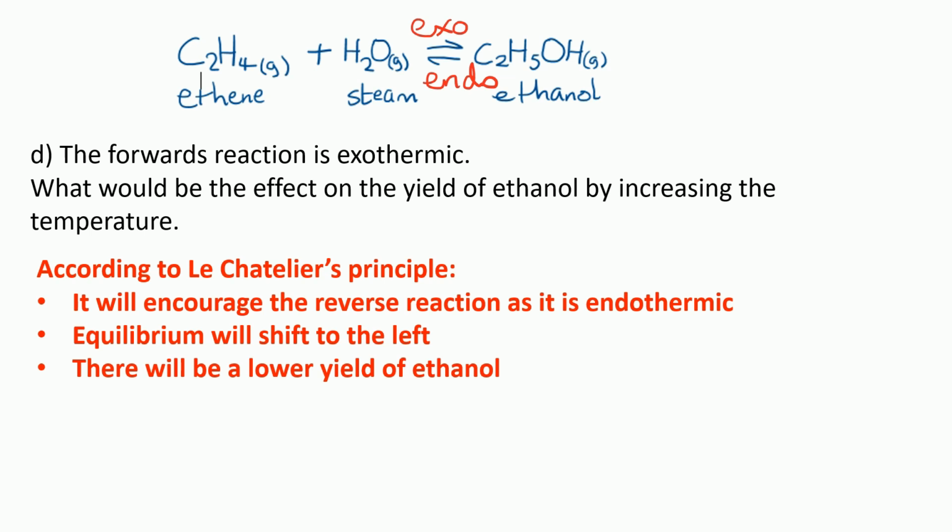And use this as a bit of a framework for answering these questions. So first of all, you say whether it will encourage the forwards or reverse reaction. Then you say if the equilibrium will shift to the left or right. And then you say if more or less of the product would be made.